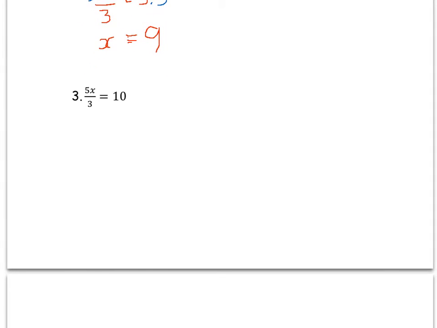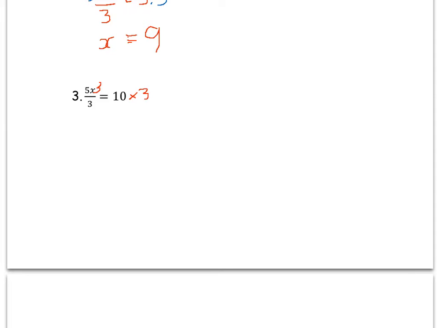Right, next example. We've got 5x divided by 3 is equal to 10. Now firstly, we want to get this so we haven't got a fraction, because that's the bit that makes this question look a bit nasty. So remember, the over 3 means divided by 3. So what's the inverse to dividing by 3? Multiplying by 3. So multiply both sides by 3.